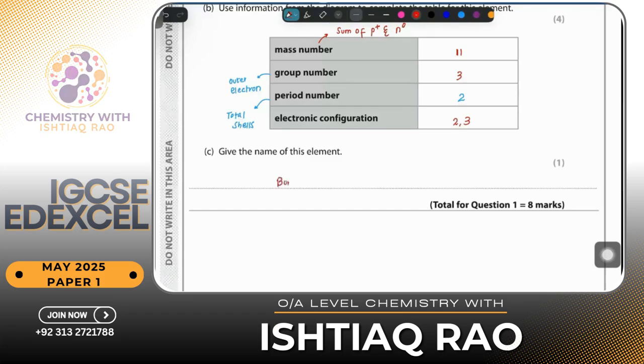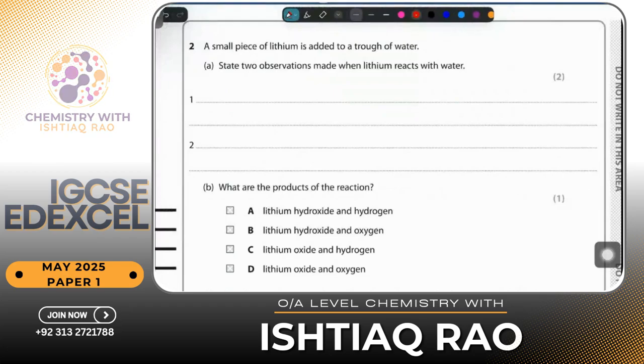Then a small piece of lithium is added to a trough of water. State 2 observations made when lithium reacts with water. Since lithium is in group 1, alkali metals, it is more reactive. All alkali metals are more reactive. So when lithium reacts with water, it's going to produce hydrogen gas.